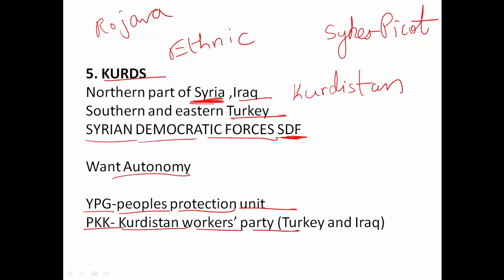This PKK is mainly fighting in Turkey. They are fighting against the government of Turkey to establish their own independent areas in the southern and eastern part of Turkey. This has been declared as a terrorist organization by Turkey as well as by few other countries. I'm sorry, not UN. And YPG is mainly fighting in Iraq and Syria. So these are the two different groups, but they support each other, all these three: SDF, YPG and PKK. Remember these names please, YPG and PKK. They can be directly asked in questions.